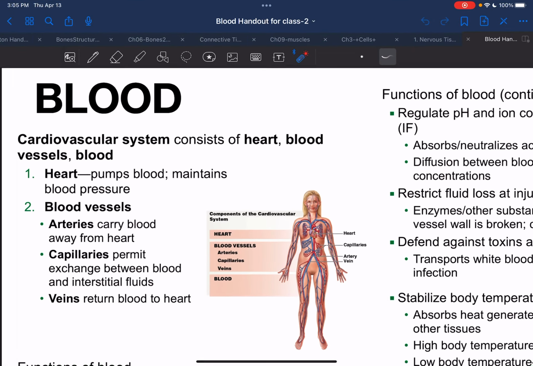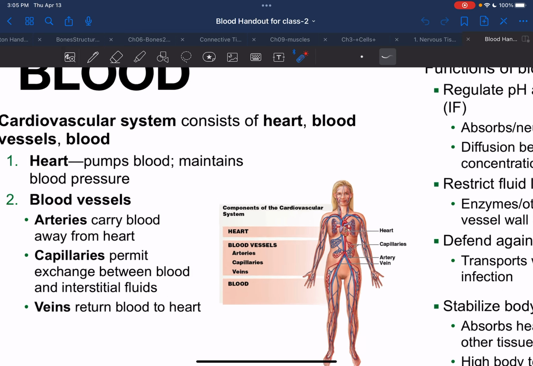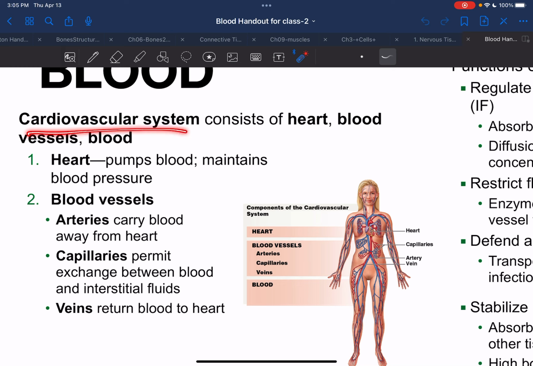And so we're going to begin our cardiovascular chapter, and we're going to start with blood. We already have a general idea of what blood is from our tissue exam. What was the proper name for red blood cells? Does anybody remember? Erythrocytes. And what's the proper name for white blood cells? Leukocytes. And so the cardiovascular system is made of the heart, blood vessels, and blood.